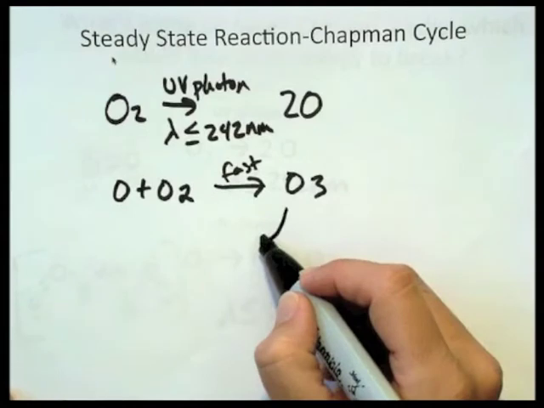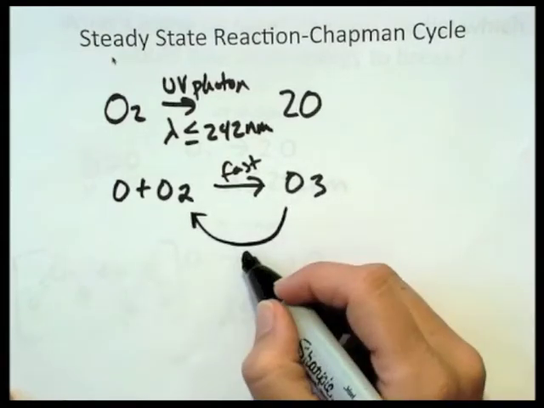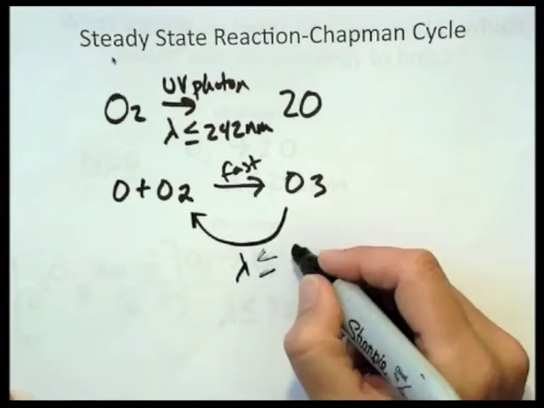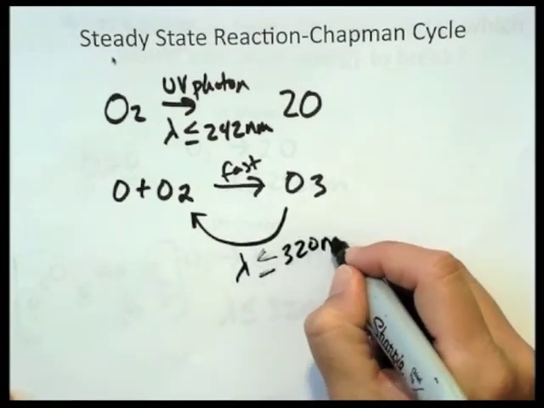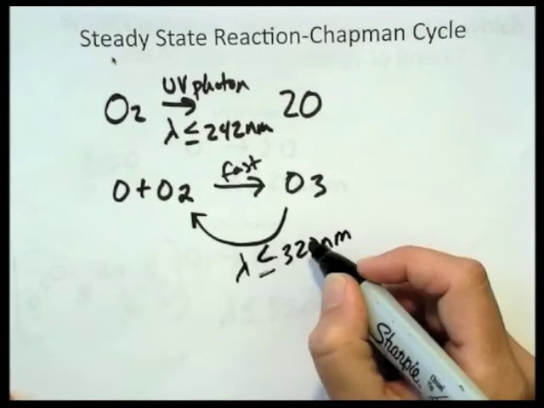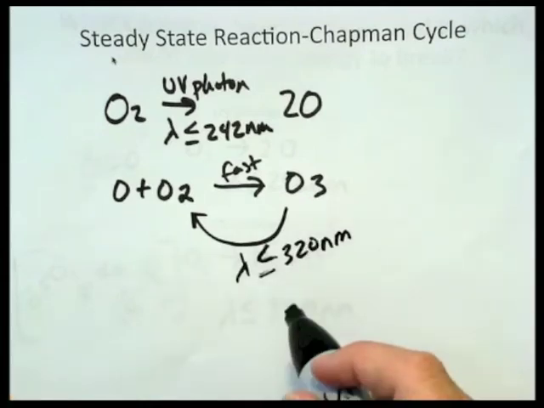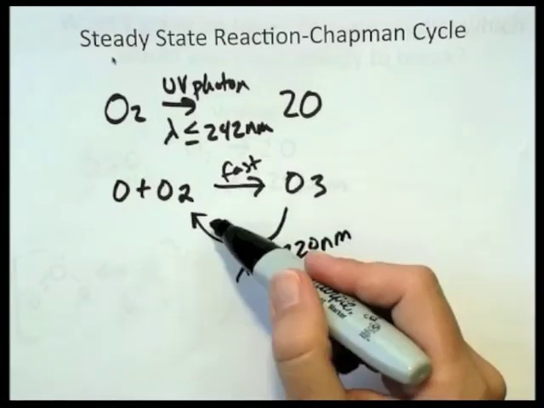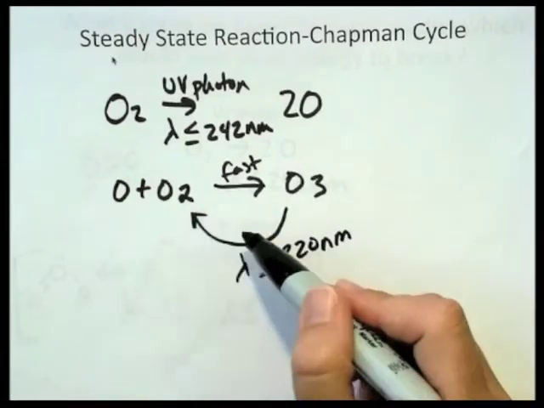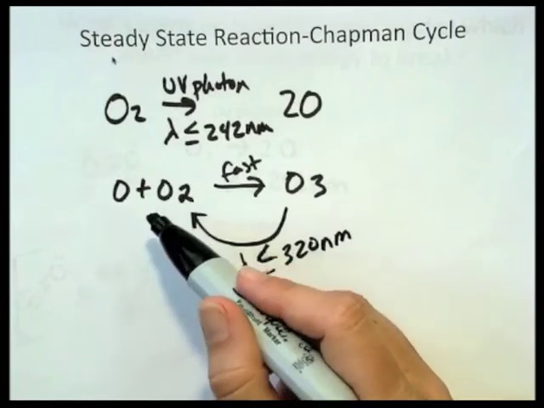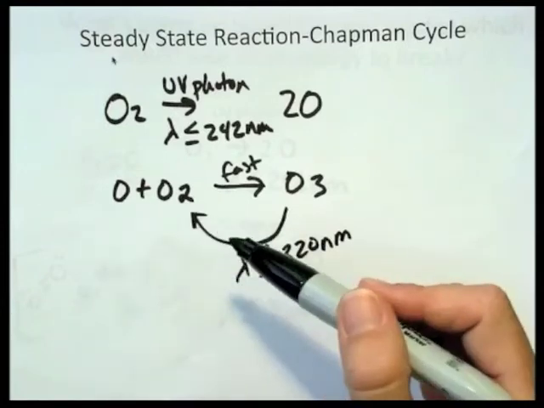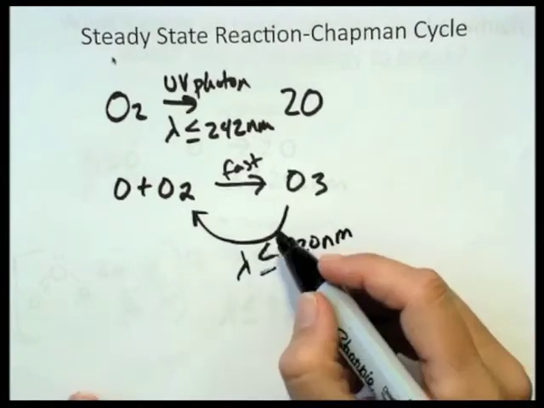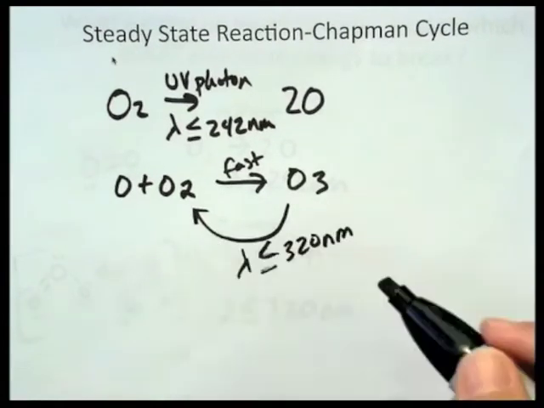Then the ozone, when it comes in contact with a photon of ultraviolet light less than or equal to 320 nanometers, which is a little lower energy because it's a weaker bond, will dissociate back down to the oxygen atom and the oxygen molecule. This reaction is actually sort of slower.